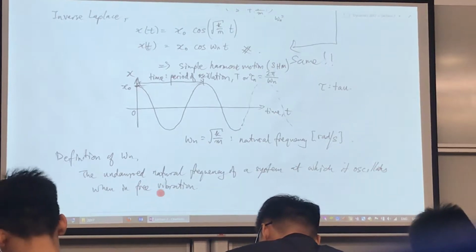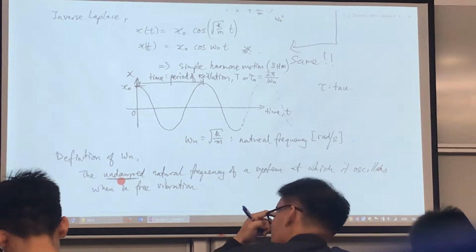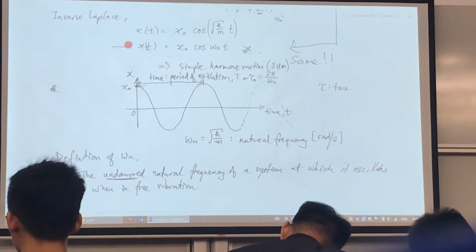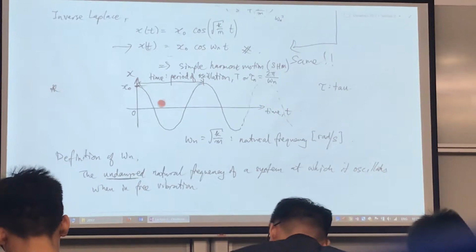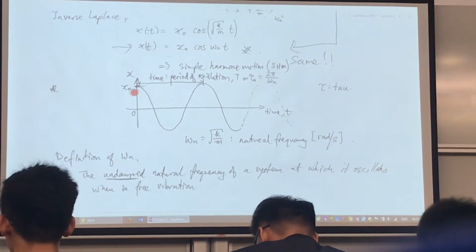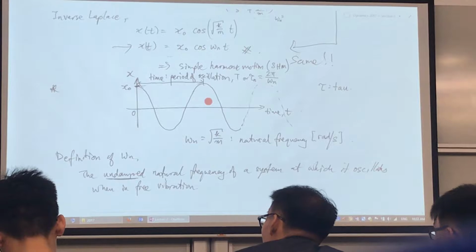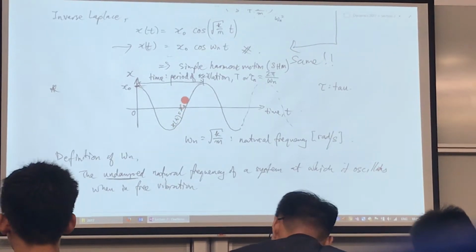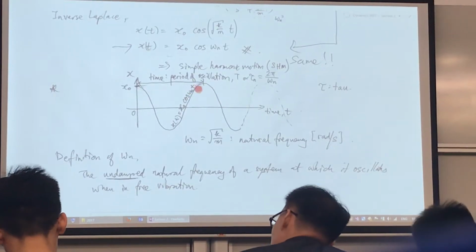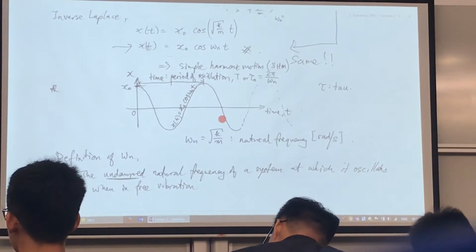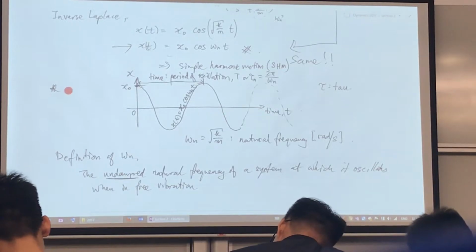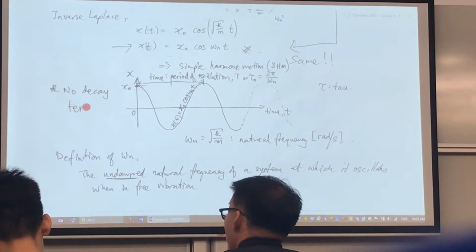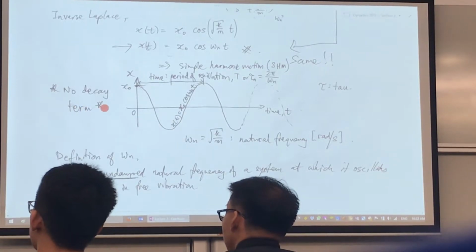So what does this free vibration or undamped here mean? It means, in this case, this expression over here, which is the equation of this line. So this line that you can see, maybe I'll write it that way, is x naught cosine omega n t. That's the equation of that line. What it really means is that there's no decay term.